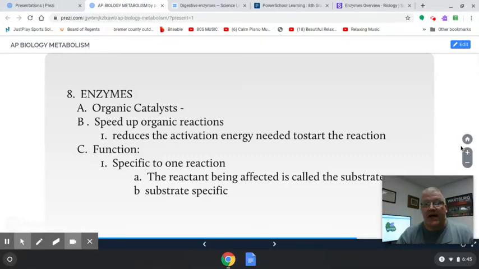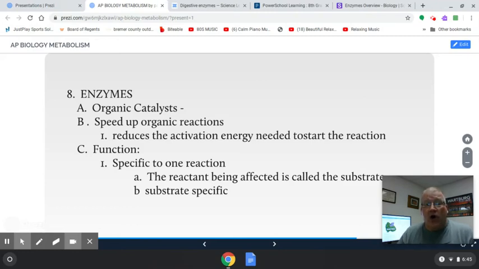Hey, let's take a look at enzymes. Enzymes are critically important organic catalysts. They do the job of speeding up reactions that normally would take too much energy to be spontaneous in a living system.